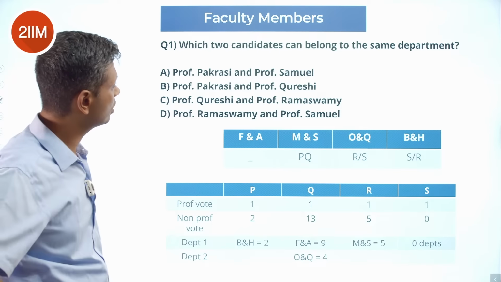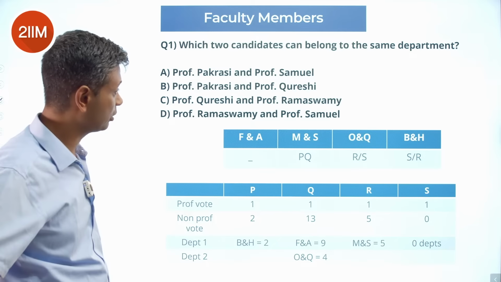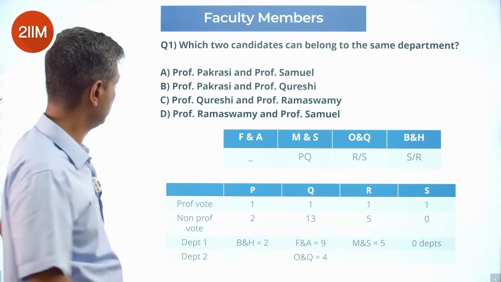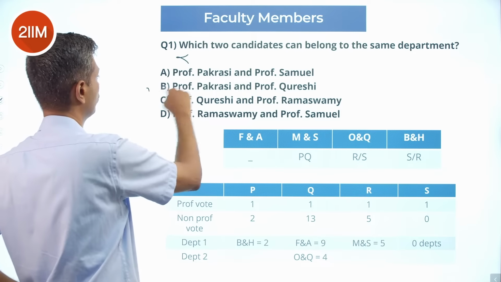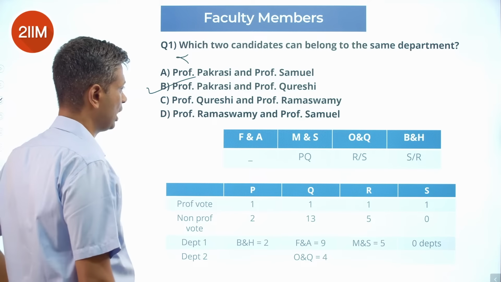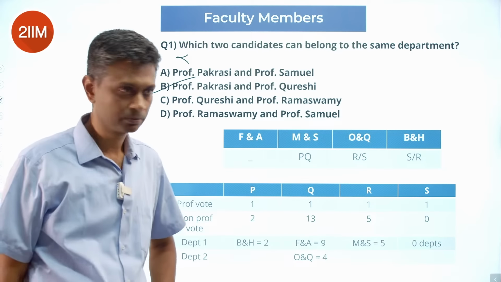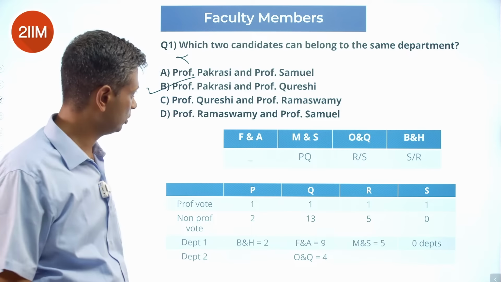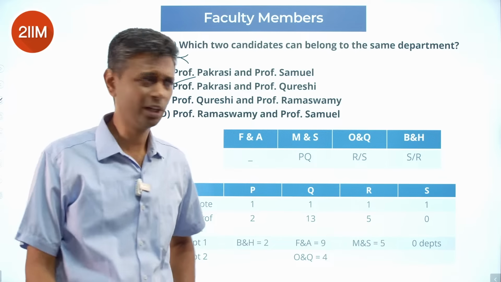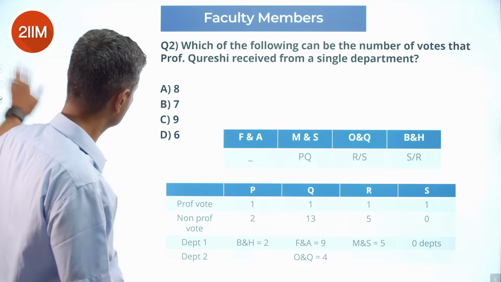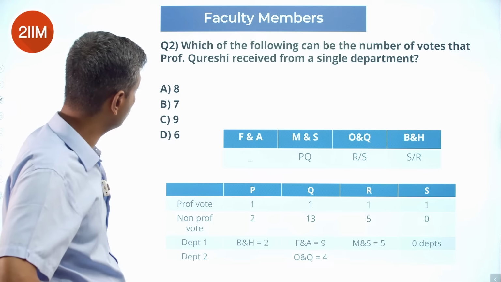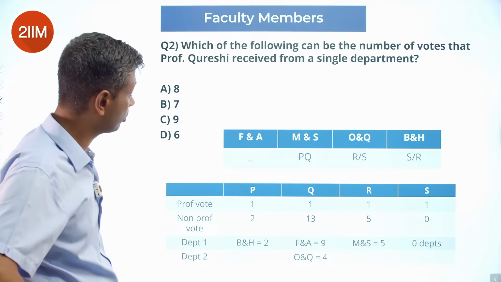Which two candidates can belong to the same department? P and S, not possible. P and Q, possible. Q and R, not possible. R and S, not possible. Q and R, R and S, not possible. P and Q, possible. Choice B, done.